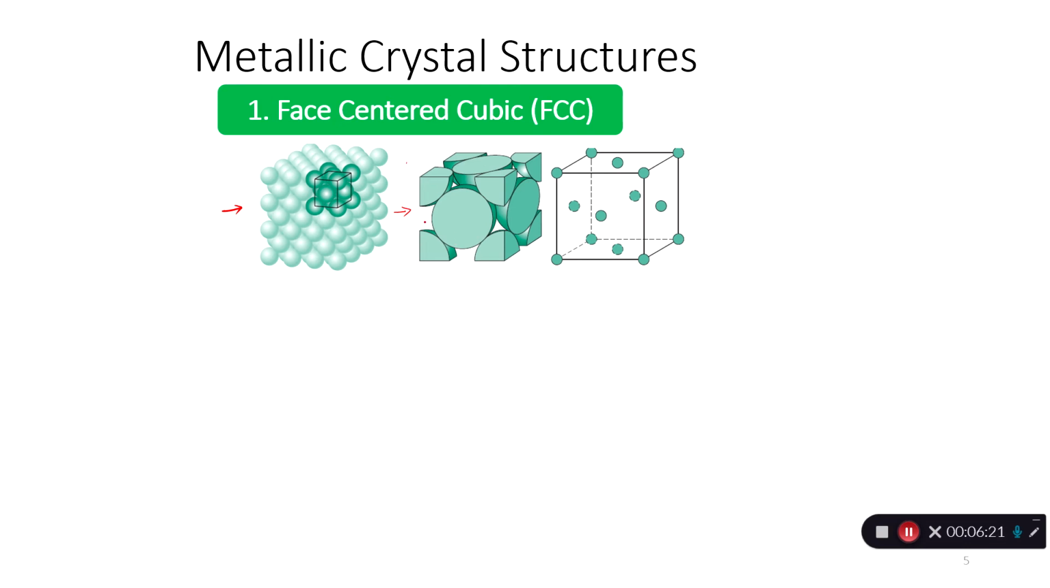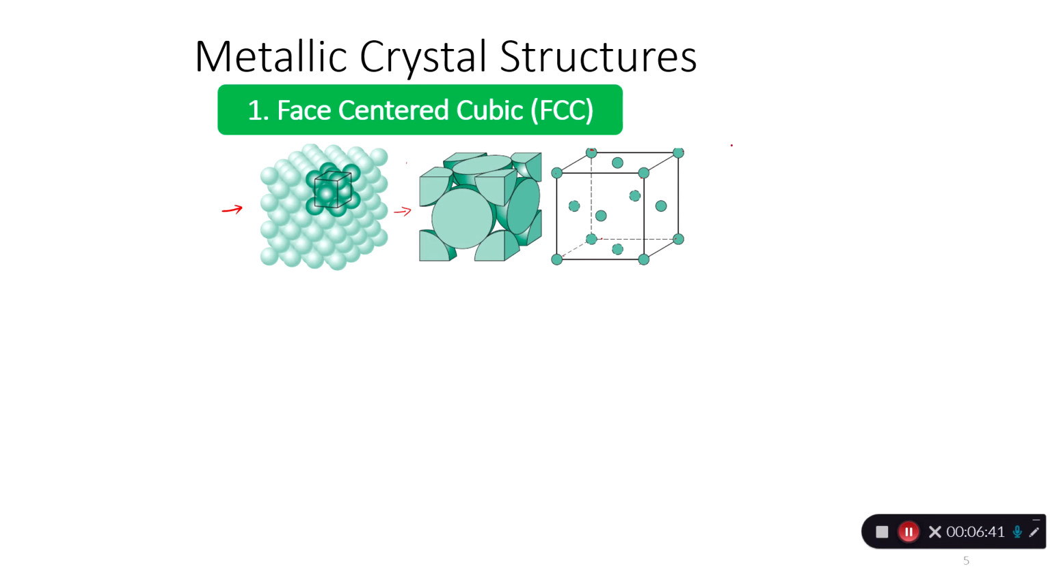Okay, this is what we're going to get. And if you shrink the atoms here, actually you can see how many atoms are involved in one cube. You can see that there are atoms in the corner of the cubes, 4 at the top and 4 at the bottom, and also on the face.